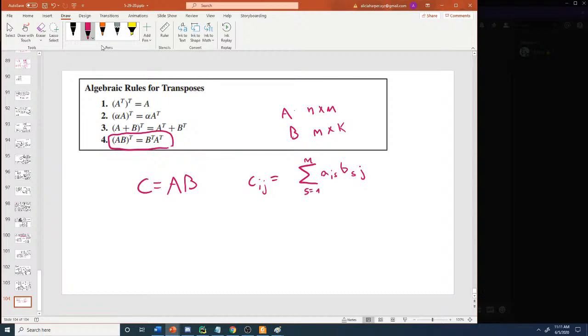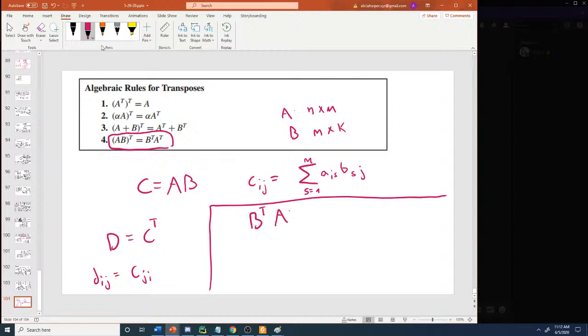Now, let's look at the transpose. If we denote D by C transpose, then Dij is precisely going to be equal to Cji. Now let's also compute B transpose with A transpose.